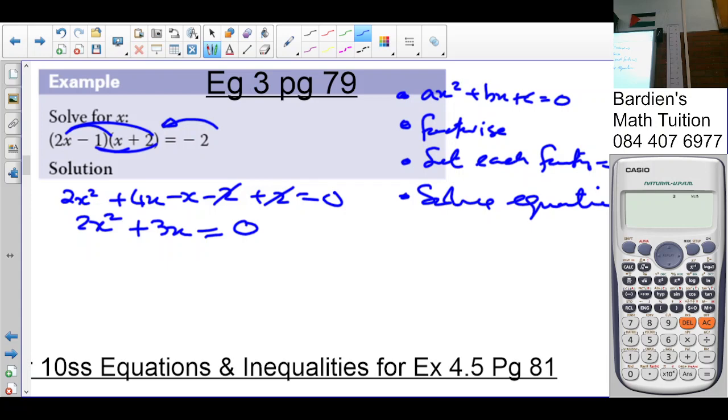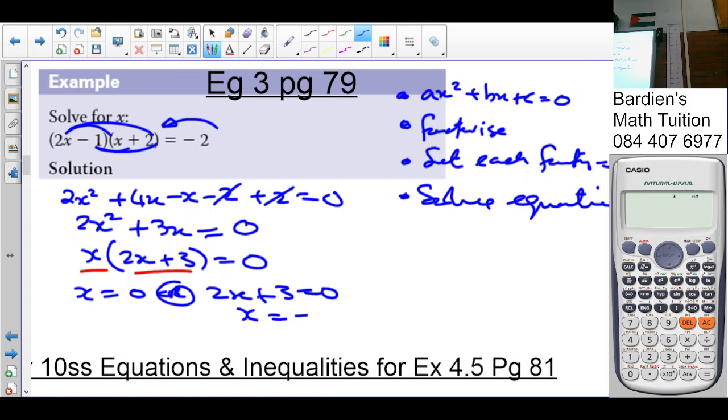Again, it's quadratic, so what do we do? We factorize now. As you can see, x is a common factor. So I'm left with 2x plus 3 equals 0. Do not divide by x. You'll lose a solution. Okay, then it says set each factor equal to 0. So x is equal to 0 and 2x plus 3 is equal to 0.